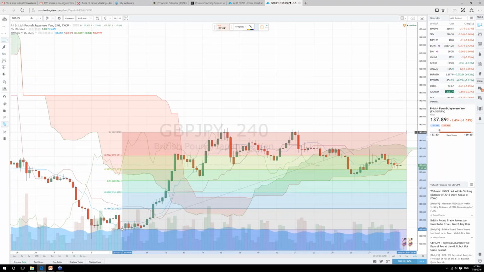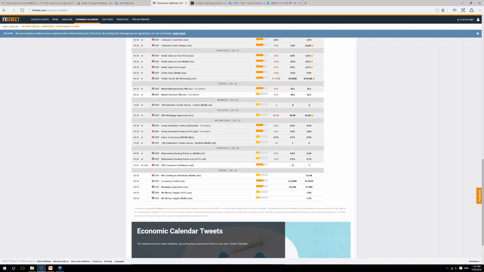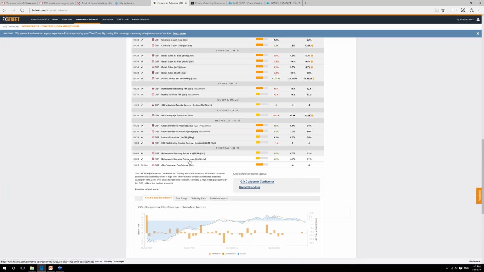But here, we can trade this before the data is released and after the data is released. Right now, I'm going to talk about how to trade it before the data is released. And we have two sets of data coming up, so this is going to be a little bit more complicated. You really have to pay attention here. We first have the UK consumer confidence. If the UK consumer confidence comes in better than expected, the pound yen is going to go up. If it comes worse than expected, the pound yen is going to go down.